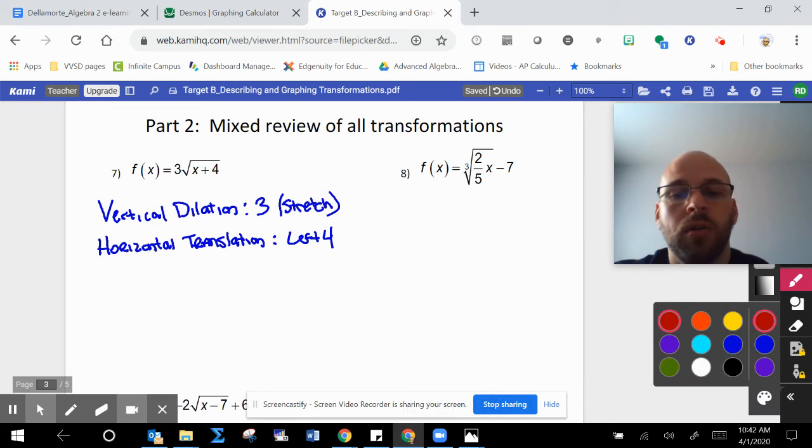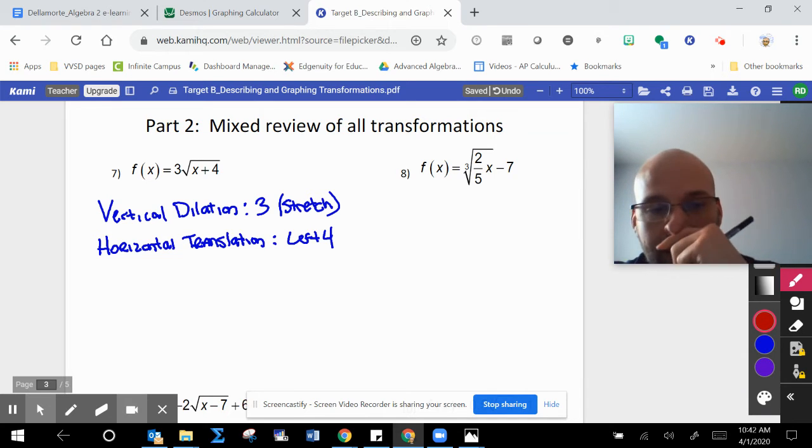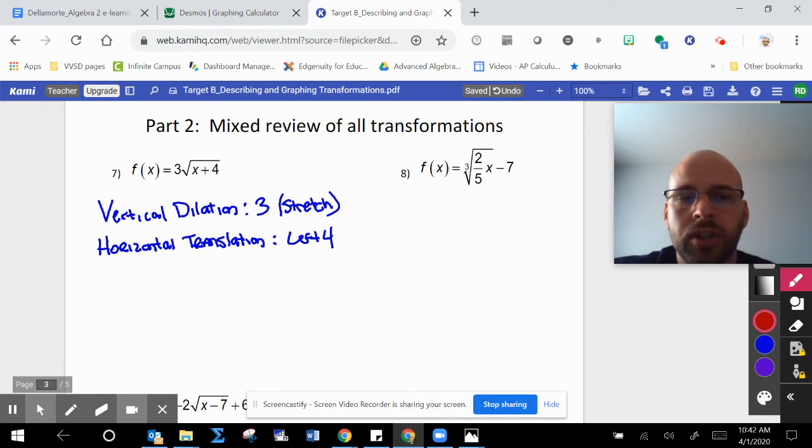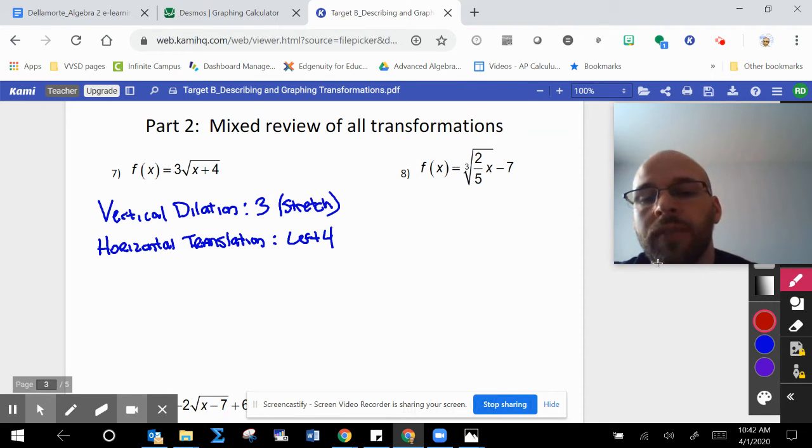All right. So now if you take a look at number 8, I'm actually going to transform a cube root. Doesn't change how I do anything here. It's just a cube root function instead of a square root function. This 3 on the outside does not do anything. It's just a different function family. All right. So on the inside, there's a multiplier of 2/5.